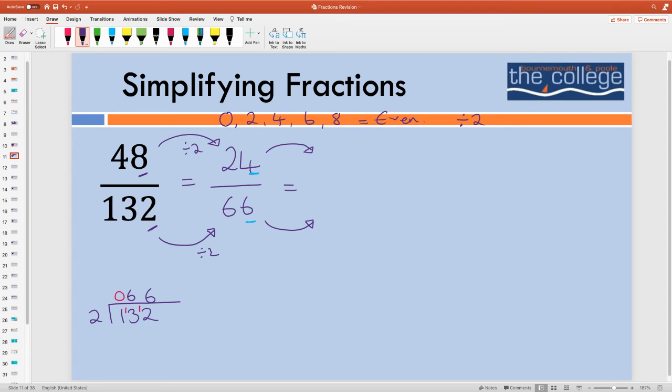So 24 divided by 2 was half of 24. In other words, it's 12. What's half of 66? It's 33. So we've done the same to the top as we've done to the bottom. Absolute golden rule when we simplify fractions.